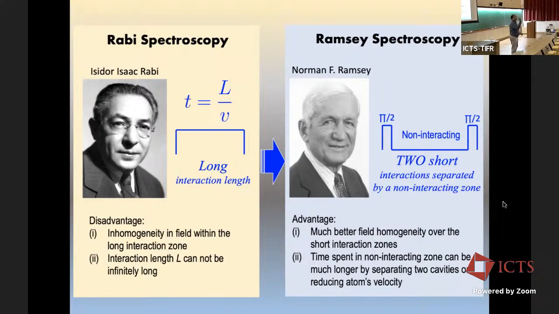What happens over these small interaction zones, you can really keep the field extremely homogeneous. So instead of having this big table, you just make it very small, and over that part, you can really keep the microwave field very, very homogeneous. So that was a fantastic thing. And practically that's it, and that works much better.